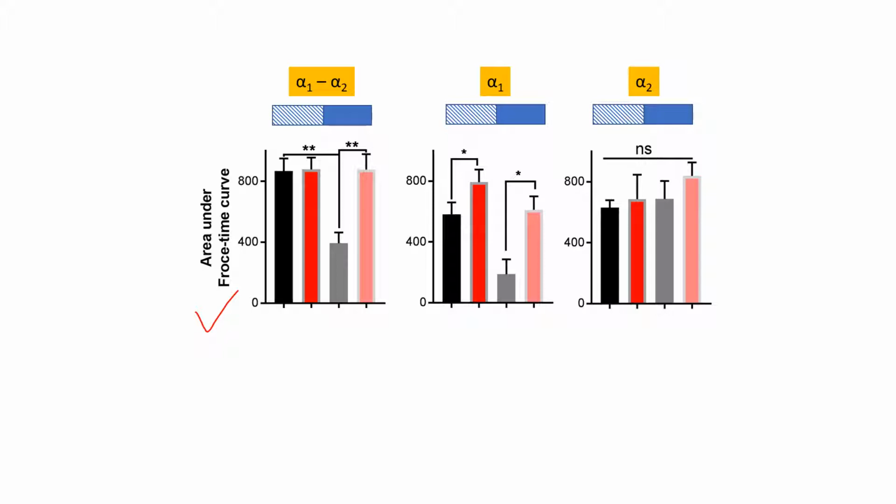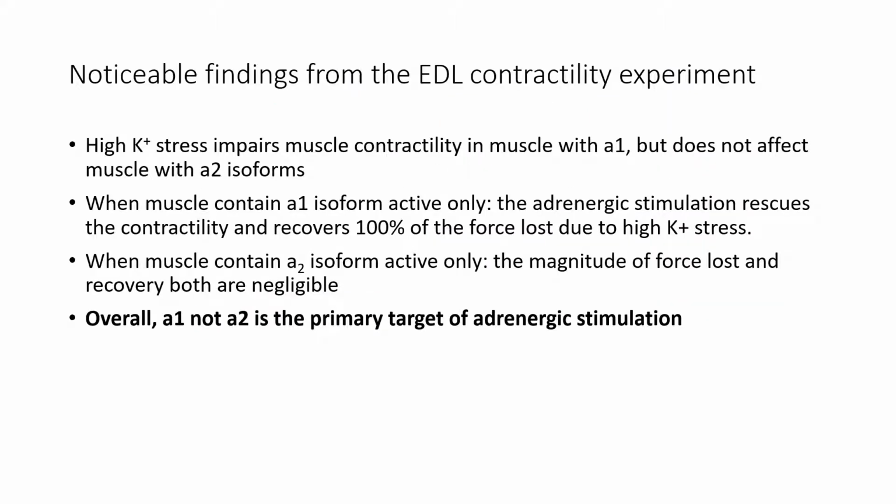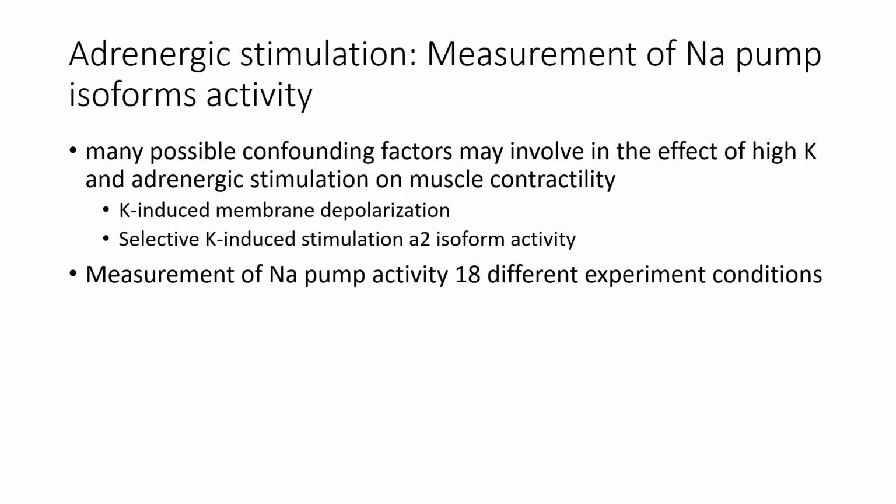under the force-time curve. I've listed some noticeable findings from the EDL contractility experiment here, but I just wanted to mention that overall our conclusion is that alpha 1, and not alpha 2, is the primary target of adrenergic stimulation.